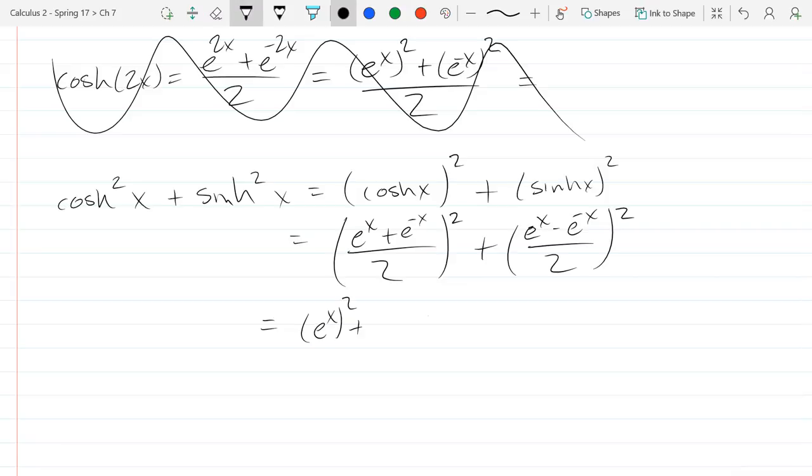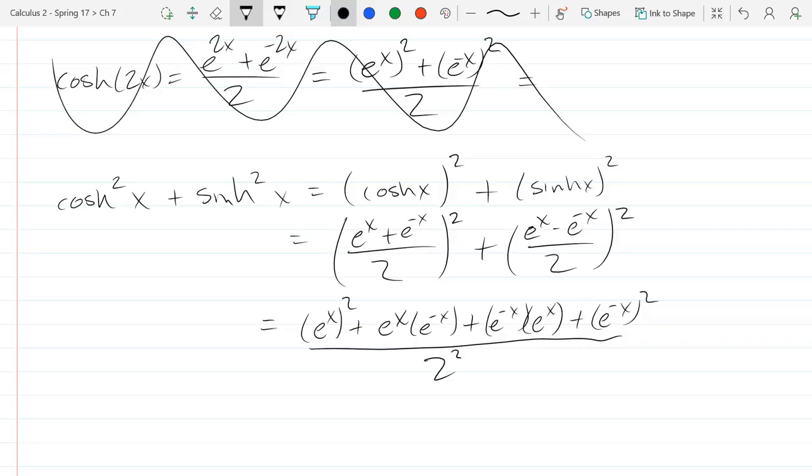So we have e to the x squared, and we have e to the x, e to the minus x, plus e to the minus x, e to the x, plus e to the minus x squared, all over 2 squared. So that's the first term foiled out.